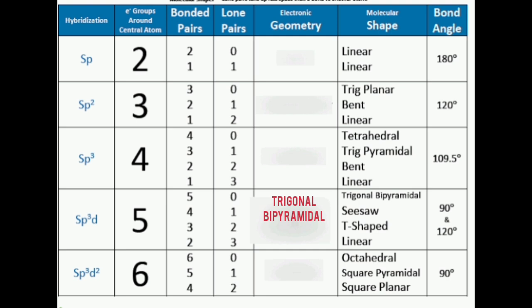sp3d has five electron groups around the central atom, giving a trigonal bipyramidal shape. sp3d2 has six electron groups around the central atom, giving an octahedral shape with 90 degree angles.